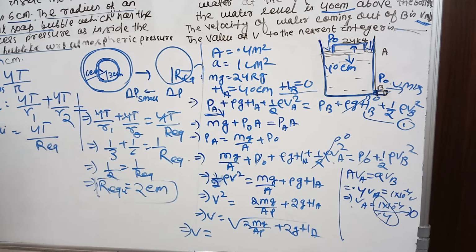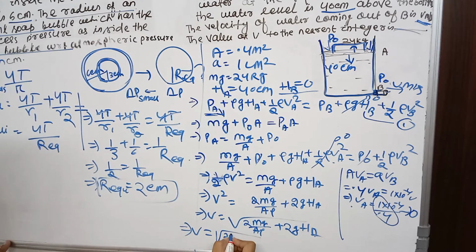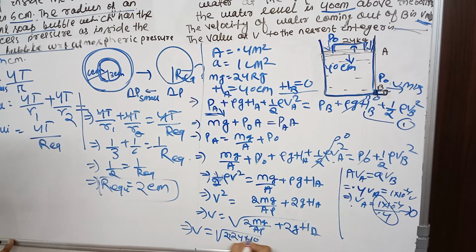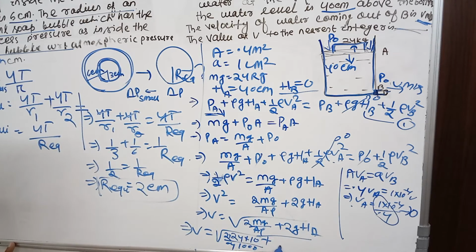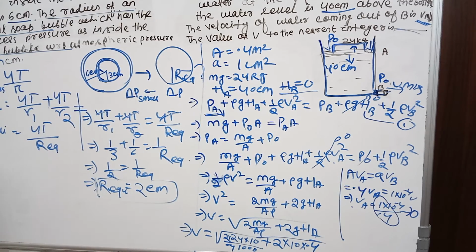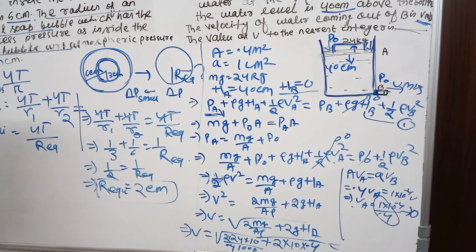So what is V now? Just put all the values. Everything is given. That is 2 times weight, that is mg is given, that is equals to 20. Mass is given 24. Then g is 10. Area is given 0.4. Density is 1000 plus, that is equals to 2 multiplied with 10. Height is equals to 40 centimeter, that you can write as 0.4 meter. Okay, so just go and solve it. You will get the answer, that is nearly equals to 3 meter per second. So check whether you are getting the correct answer or not. Just put the values and solve it.